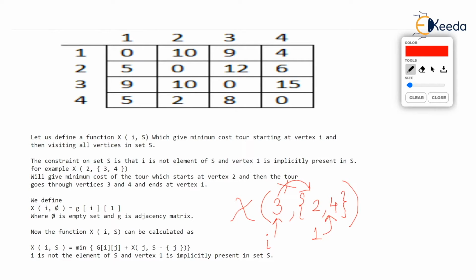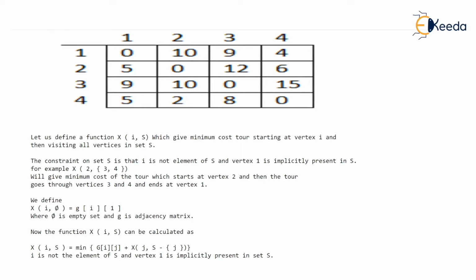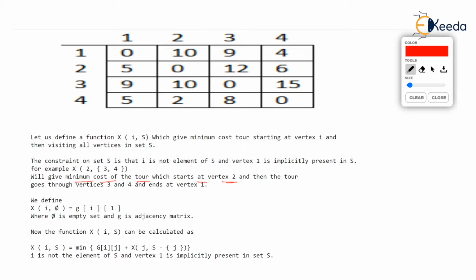So till now, I was explaining the function with its parameters. What are those two parameters I and S? Now I will tell you what this function means and what the function does. Now this function x, let's read out a few things. This function x will give minimum cost of the tour which starts at vertex number I, in general, and then the tour goes through all the vertices of set S, and ends at 1.